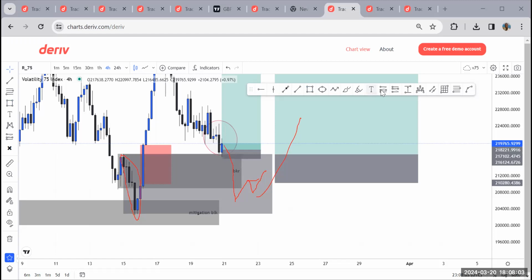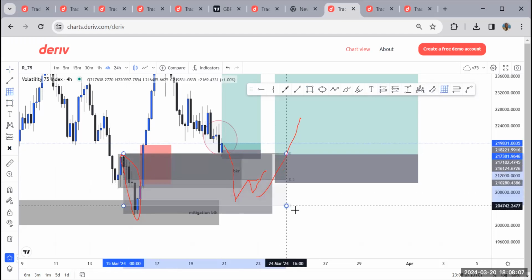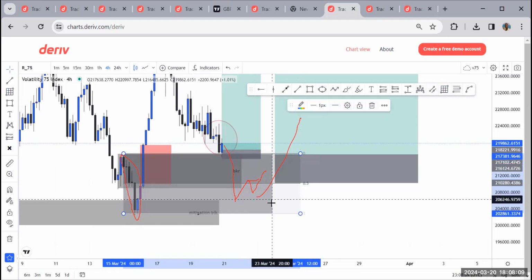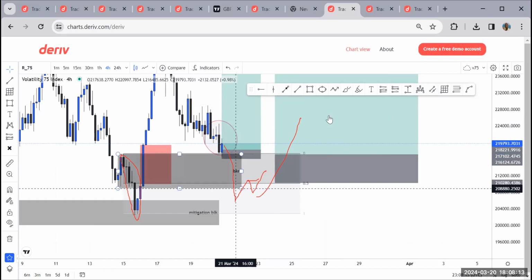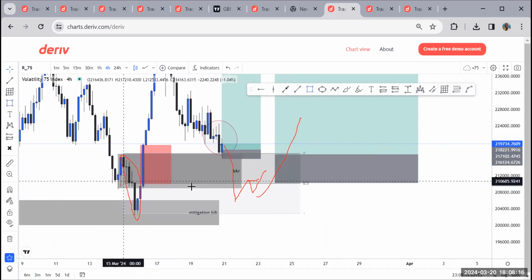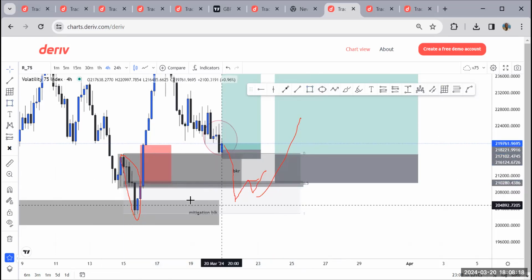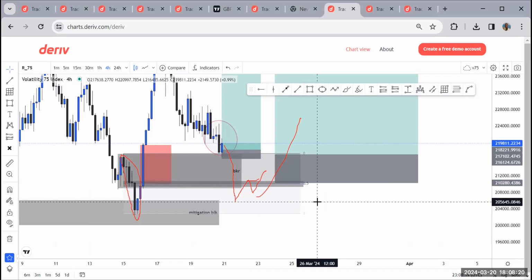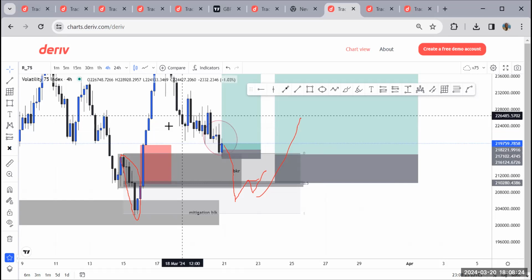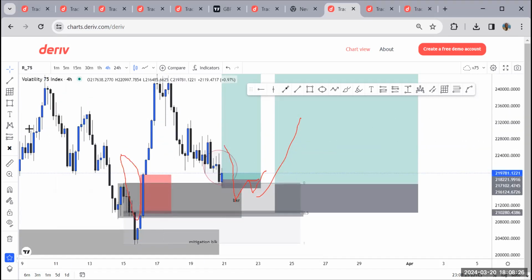So normally you use the Fib box to measure 50%. If the area is big like that, you measure 50% of the fair value gap, and then you wait for price to come to the 50% or below the 50%. Then you look for market structure shift and you take your buys.